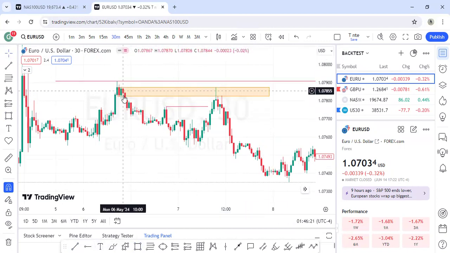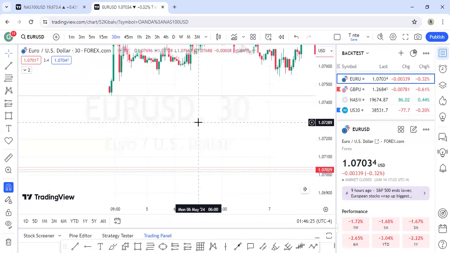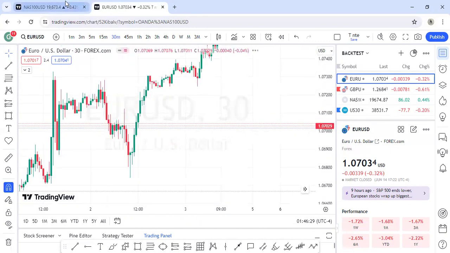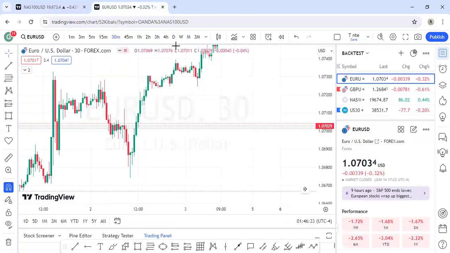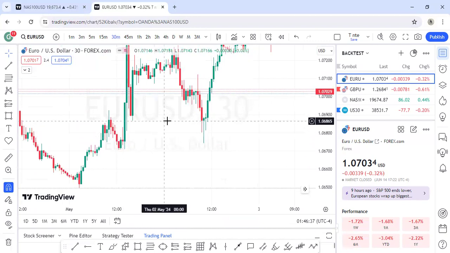Inducement before the order block, and then you can see imbalance here. So that was an extreme one, very nice example as well. So do yourself a favor and backtest and study these things. Remember what these five things are. These are the five things that really make a high probability order block worth trading. You have to get at least two of them.